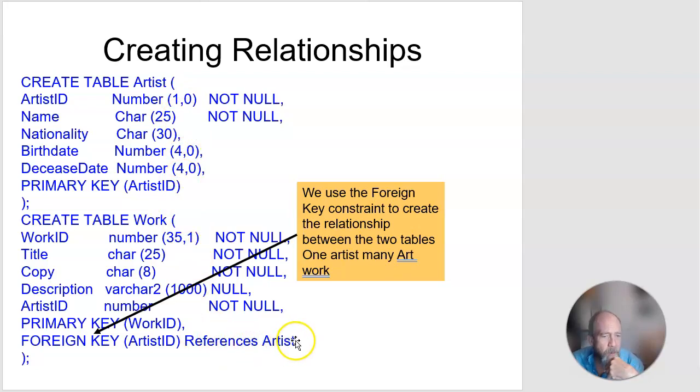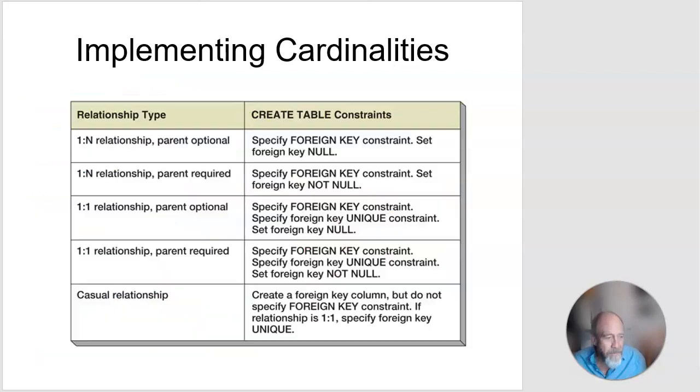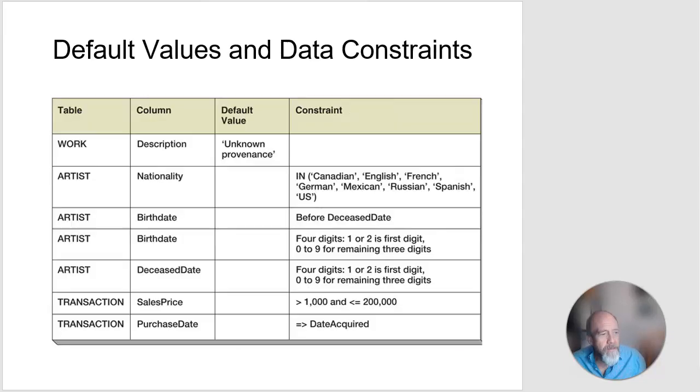Pure SQL would actually put in parentheses here artist, parentheses, artist ID, to say what field it's referencing, and that would also work. This allows you to shortcut because it makes the assumption that the foreign key is referencing the primary key of the other table. What else would it possibly do? That's it. And then you can throw in your cardinalities. You can also throw in default values and data constraints. You can actually set up constraints.